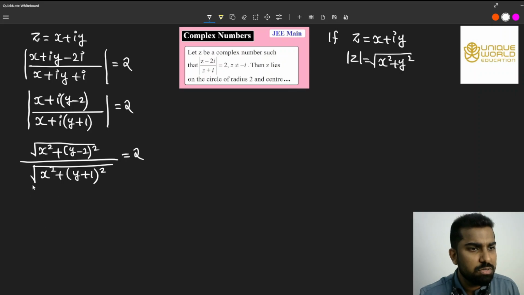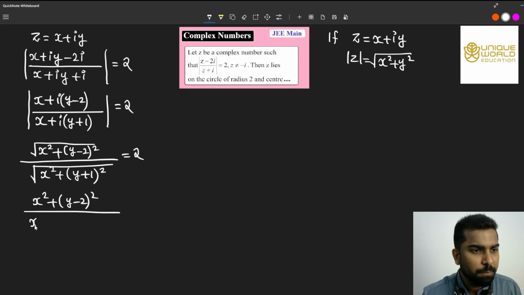So same process here also. If we are repeating here, what will happen? If I am squaring, this root will become cancelled. So (x² + y − 2)² divided by (x² + y + 1)² will be equal to 2 squared, which is 4. Now transpose and simplify the given algebraic expression.